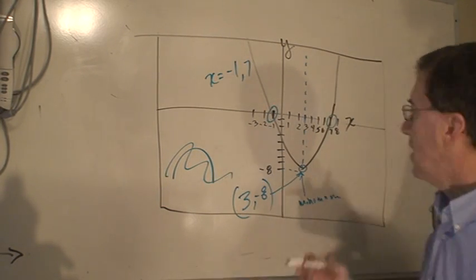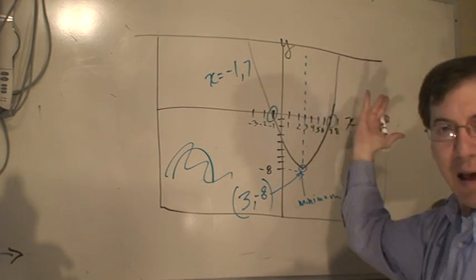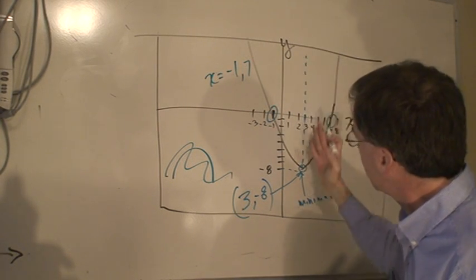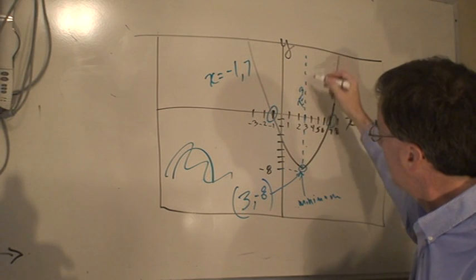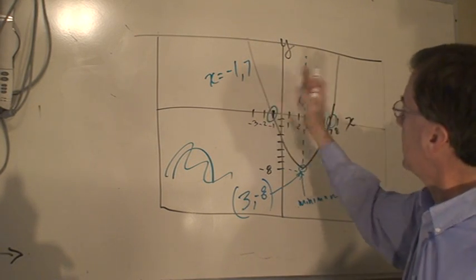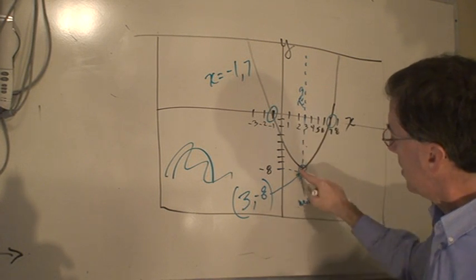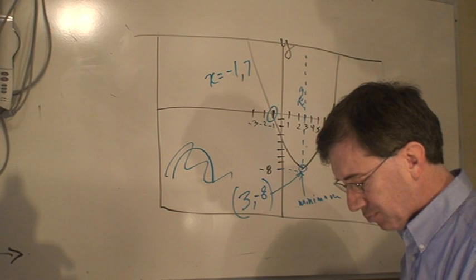And the line of symmetry is the line that splits this parabola in half. Again, my drawing is not perfect, but the line of symmetry would be x equals 3 right here, okay? Because it splits that parabola exactly in half. The vertex is 3, -8, and it is a minimum.